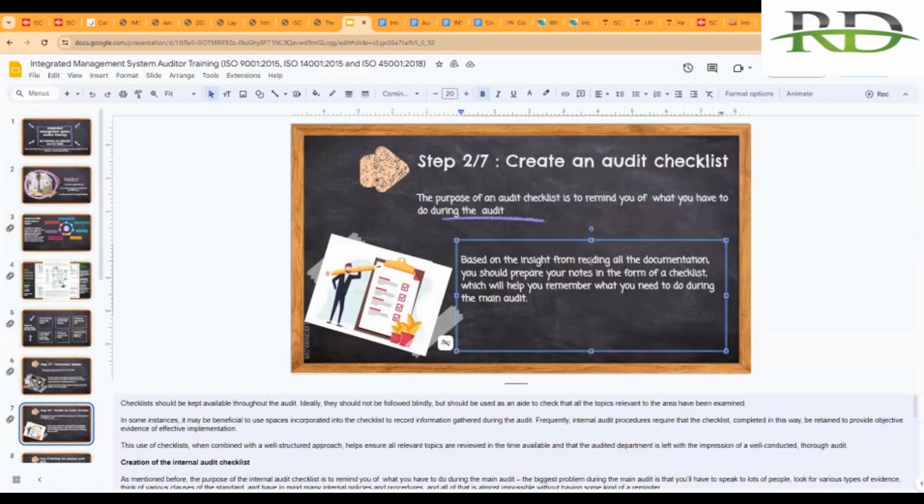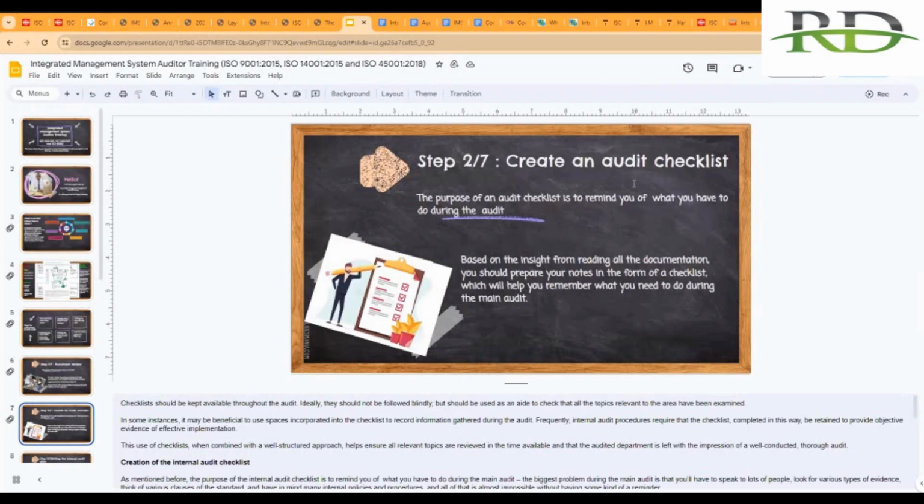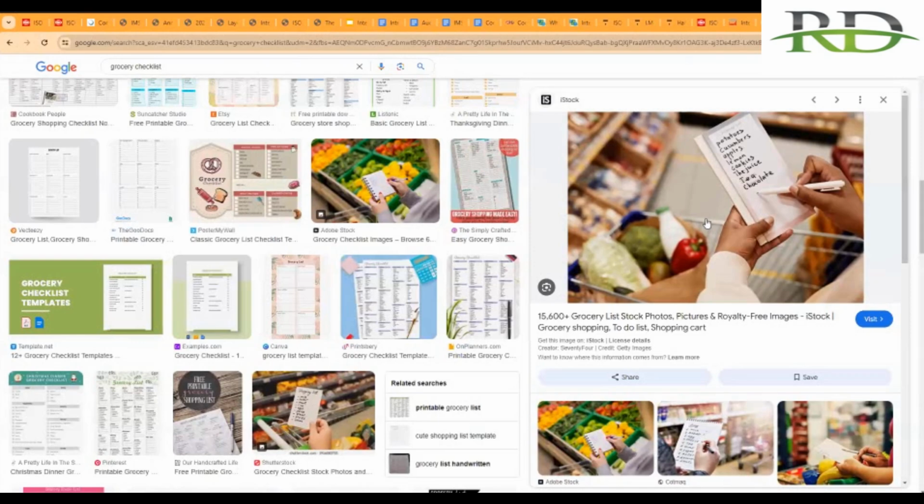This audit checklist, what is going to be the components and the composition should be from reading of all the documentation, insight from reading the documentation. That means I'm going first of all to look at the results of documented information review in order for me to write an audit checklist the same way that you prepare your grocery checklist.